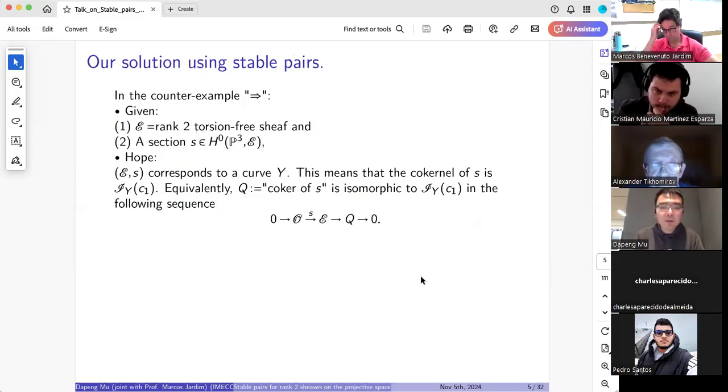Our solution was considering stable pairs, and here are some motivations. Let me continue from the counterexample from the sheaf side to the curve side. The setting is we're given a rank 2 torsion-free sheaf and a section. We hope that this pair corresponds to a curve, which means we hope the co-kernel of the section is torsion-free in this sequence. Torsion-free rank 1 means it's the ideal of some curve with a twist. But this is not always true.